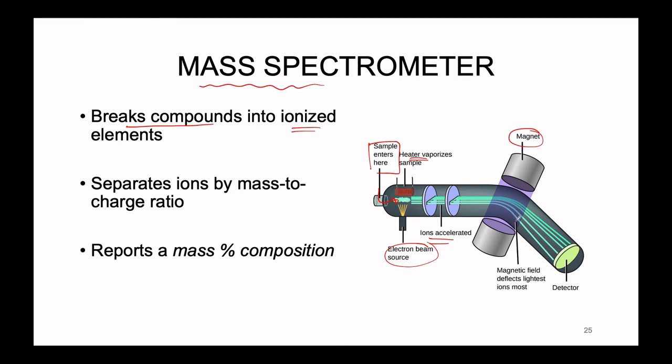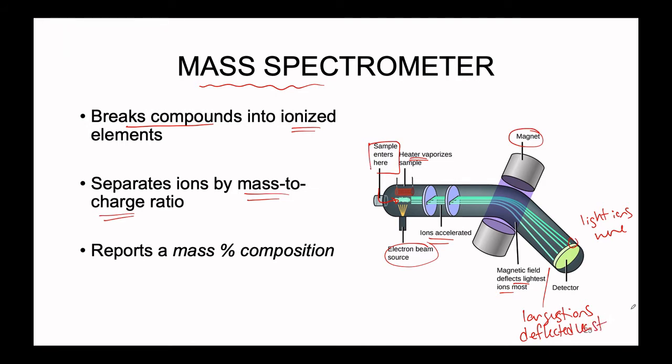What the magnetic field does for us is it separates our ions by a mass to charge ratio. So the lightest ions with the greatest charge are going to be deflected the most. So we'd have, let's say, light ions here on this side, and the ions that get deflected the least are going to be the ones that are the heaviest. So the largest ions deflected the least.